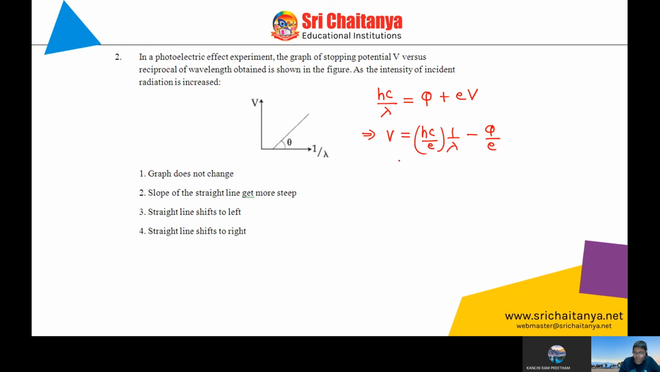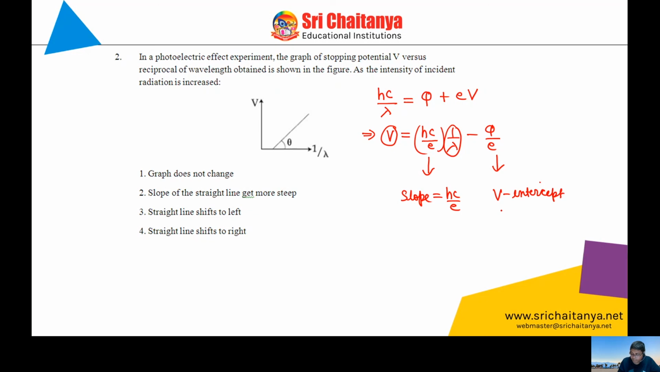Looking at this form, the graph of V versus 1 by lambda will simply be a straight line. Here you can see the slope of this line is hc by e, and the V intercept is minus phi by e, you can clearly understand.